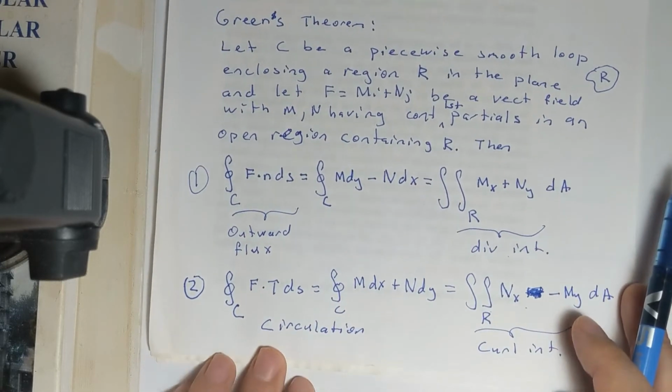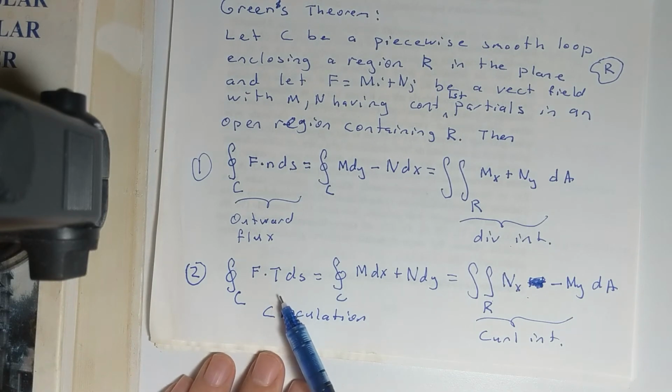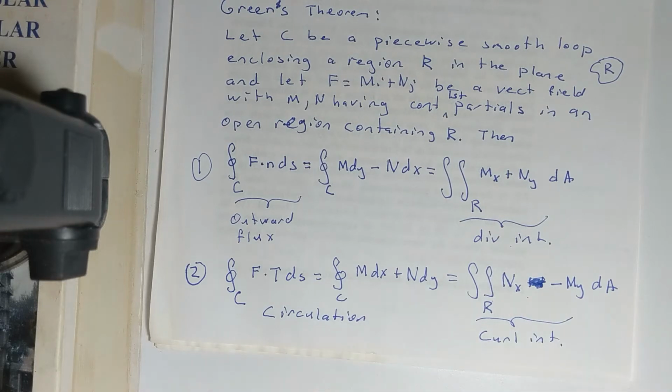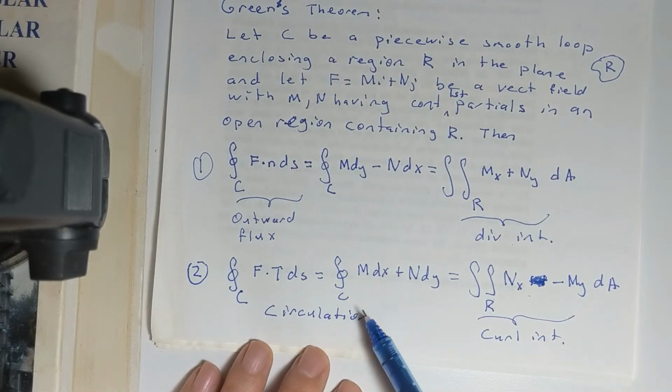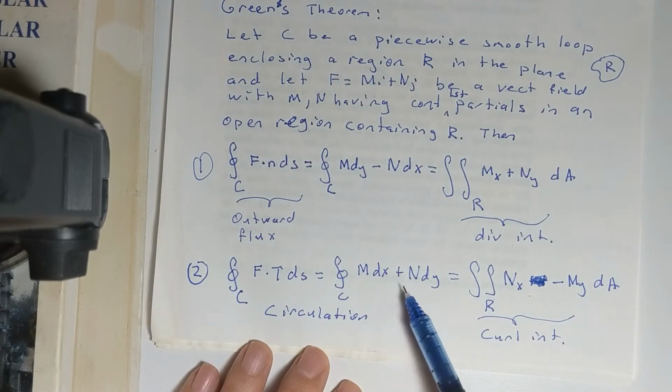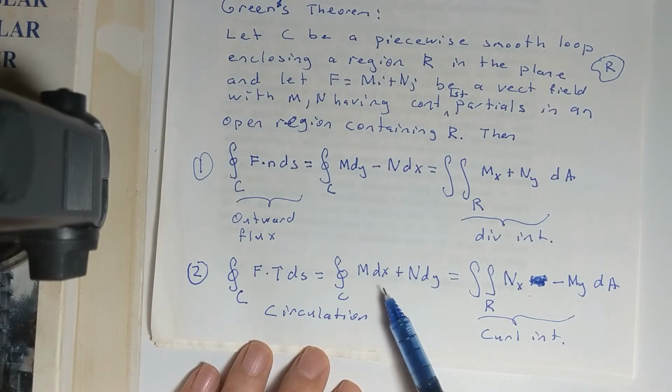Also, the second form of it is if you're trying to calculate F dot dr, the circulation or the work. If you think about this as a velocity field, it's going to be circulation. If you think about it as a force field, it's going to be work. So in that case, M dx plus N dy is going to be the double integral of N sub x minus M sub y dA. Now I highly suggest you memorize both of these formulas.